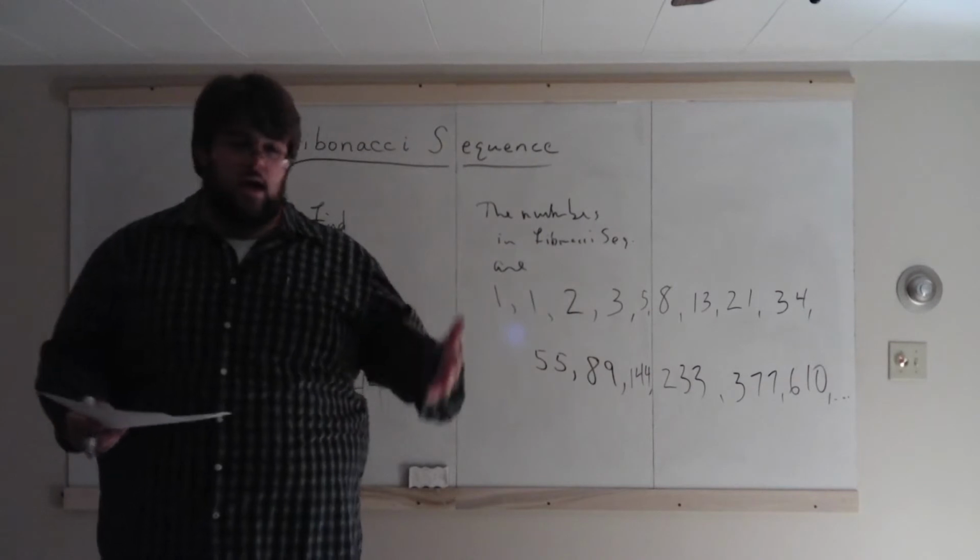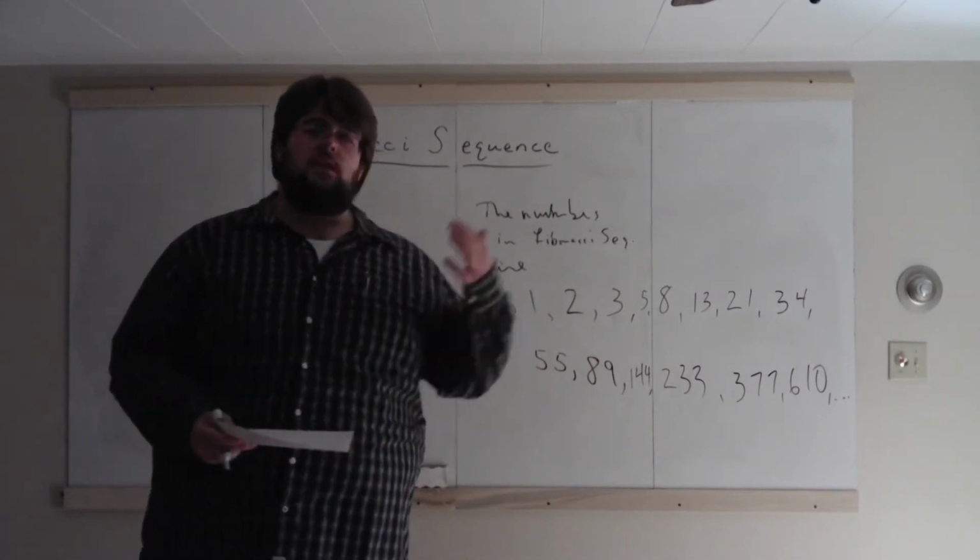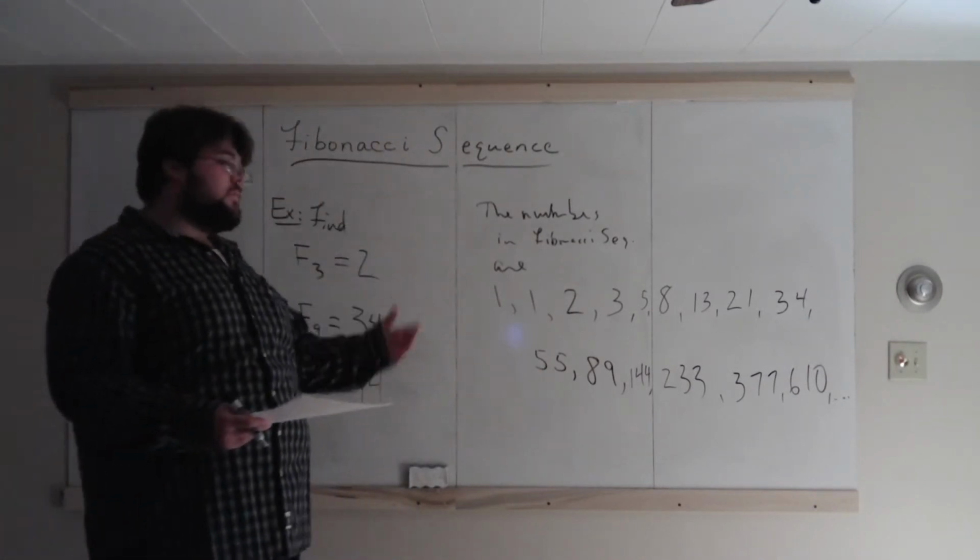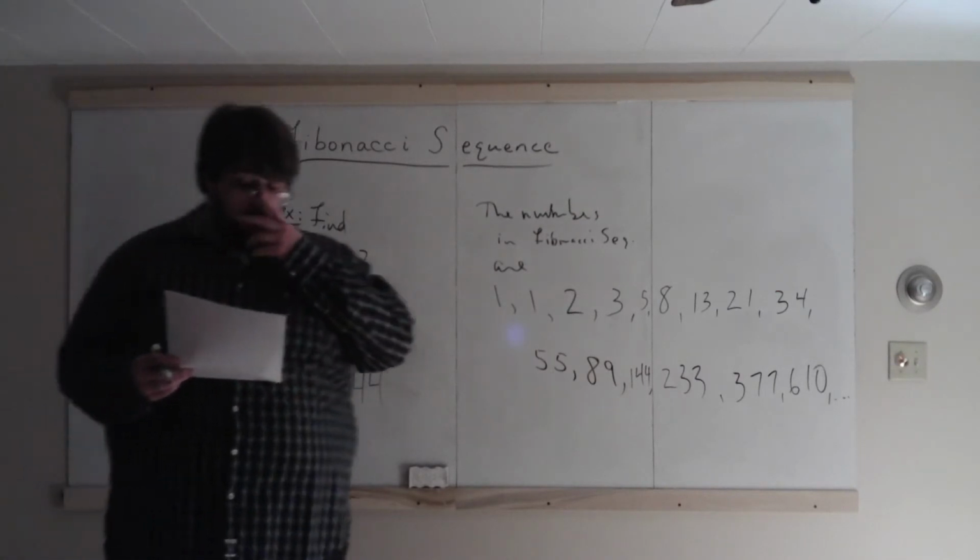The golden ratio, a consequence. The golden ratio is something that can be seen using the Fibonacci sequence. And we'll see that in a moment.